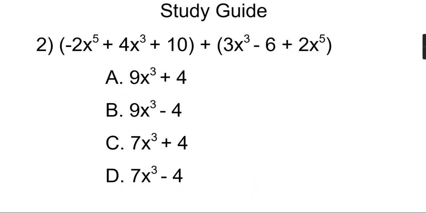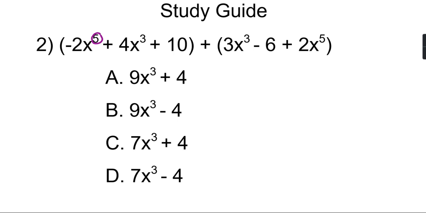The next problem is adding two polynomials. So it's really the same thing, right? When we're adding two polynomials, we're doing the same thing we did in question 1. We're combining the like terms. So we always start with the highest degree. 5 is the highest degree. And let's see, are there any like terms?